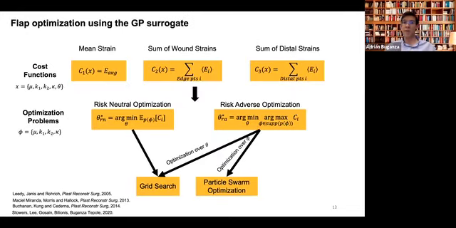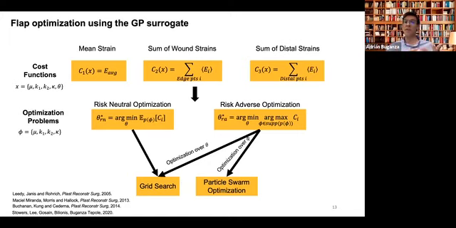And in collaboration with our surgeons and also looking at the literature, we look for different cost functions that will be reasonable or that the surgeons use nowadays. And one of the cost functions is the mean strain, then a sum of wound strains, so strains near the wound, and some of the distal strains. So in the flap, only in the flap, the distal ends of the flap.